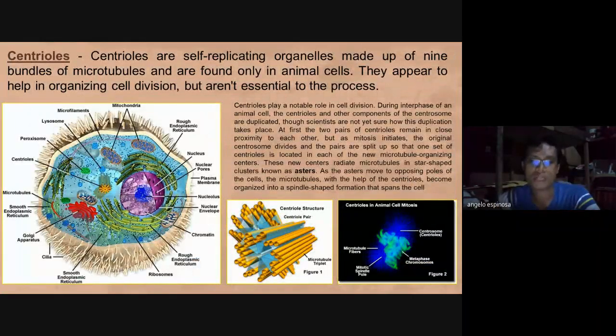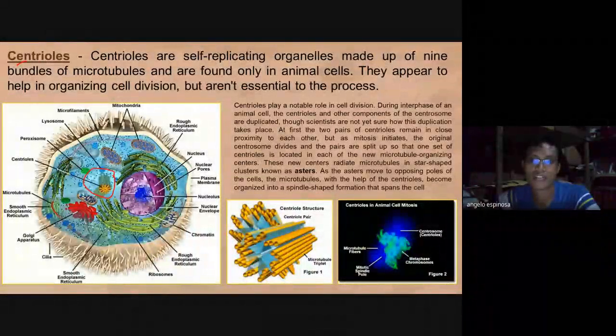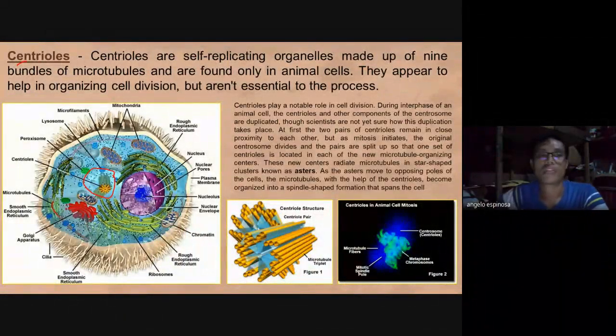But let's focus now on the parts of the cells. Number one is centrioles. Where are the centrioles here? This one is what we call centrioles, the parang star-like shape, or asters. Centrioles are self-replicating organelles; they replicate on their own. They are made up of 9 bundles.